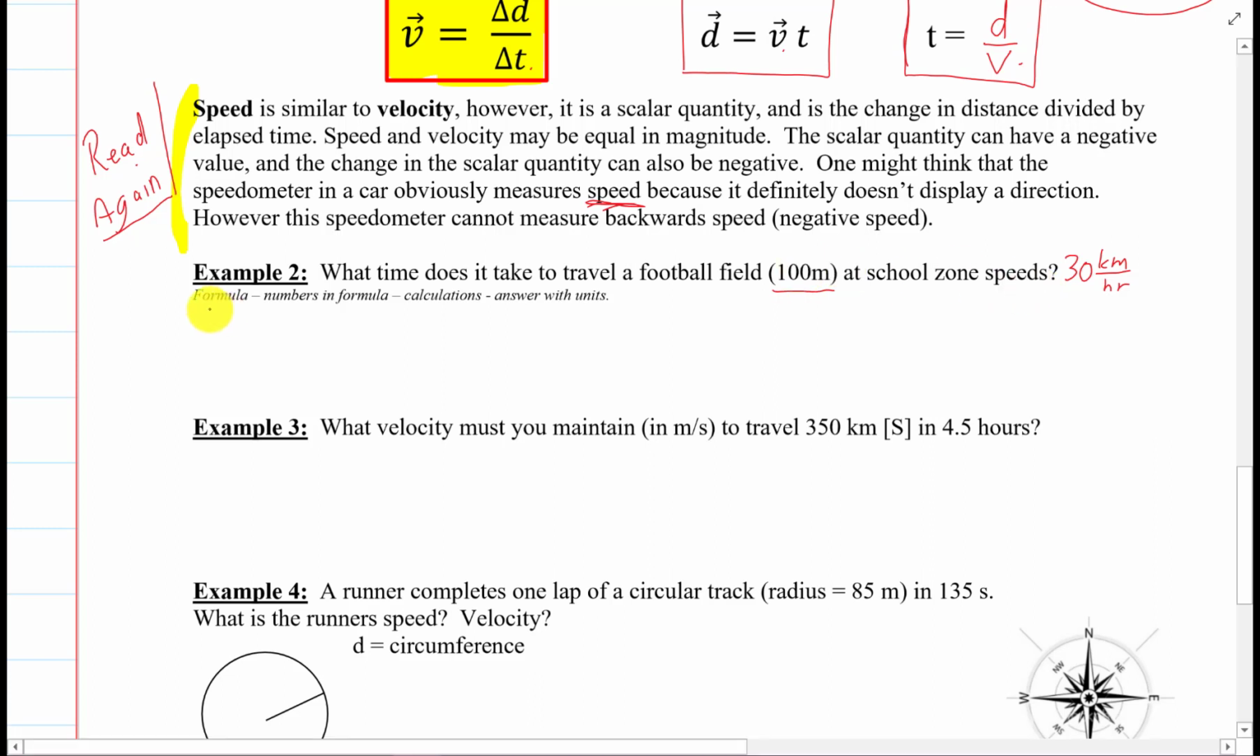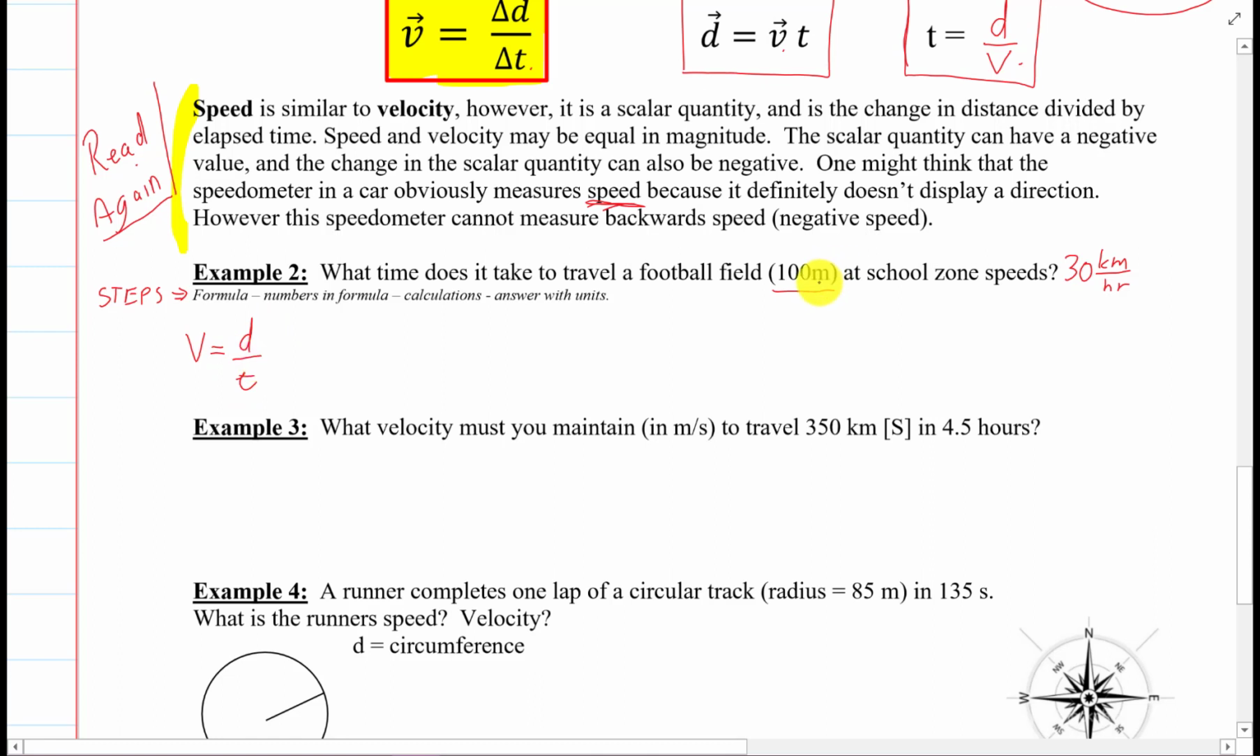So, what are the steps? You write out the formula. You put the numbers in the formula. You show me the calculations, and you write down the answers with the units. Okay, these are the steps. So what's the formula? Well, there's only one right now: v equals d over t.